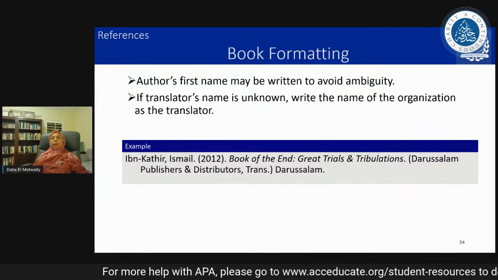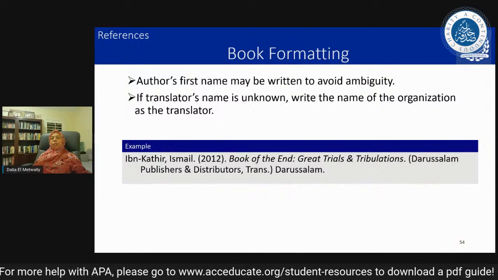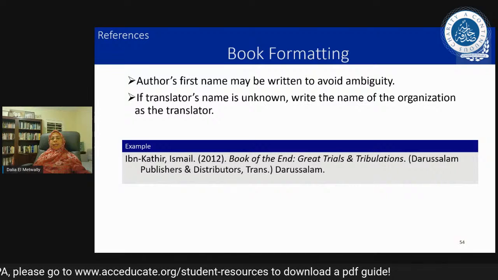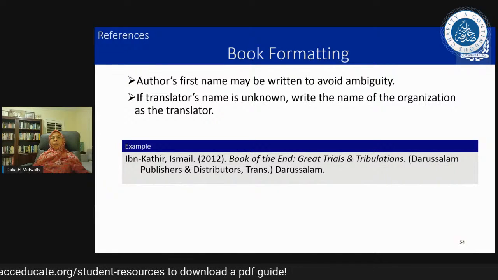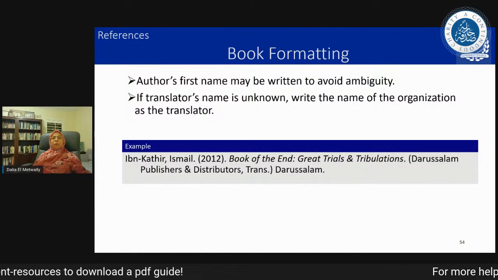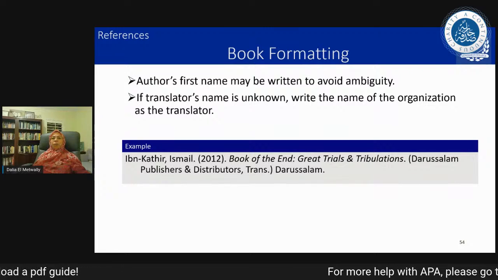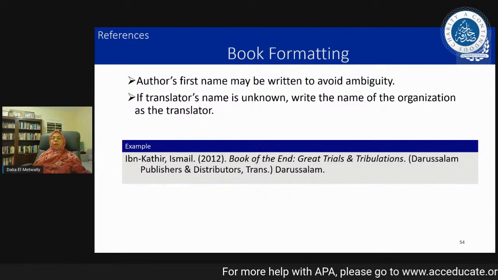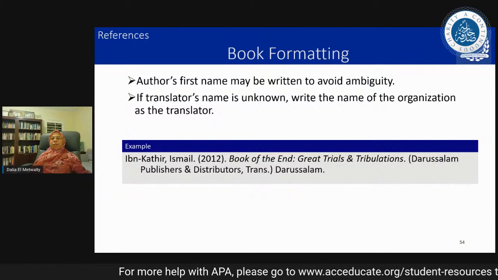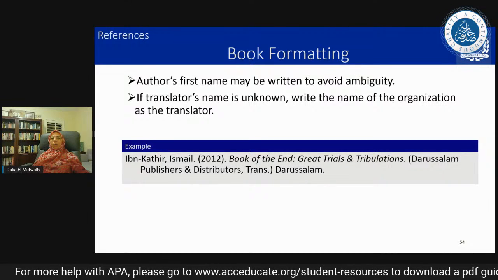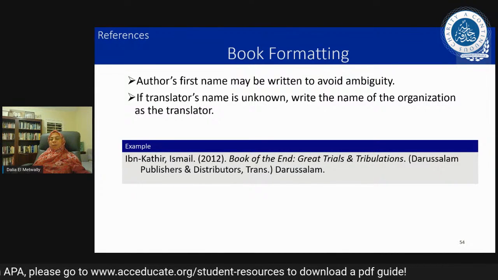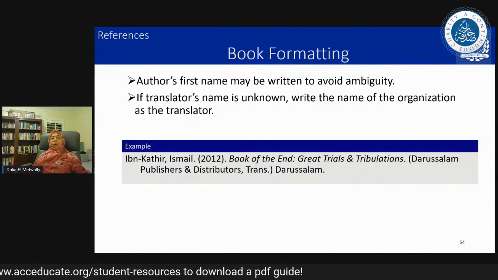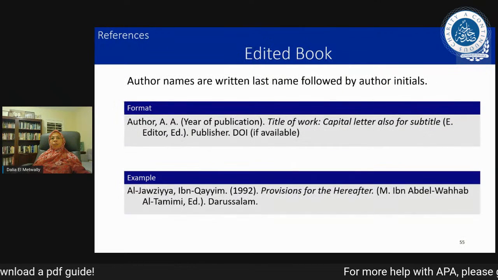Book formatting. Author's first name may be written to avoid ambiguity, just exactly as we have done in the in-text citations. If the translator's name is unknown, write the name of the organization that translated. Sometimes we just have to say, it's Dar es Salaam. We have no idea who translated it. It's just people who are doing the work for Allah's sake and they don't want their name published because they need more thawab. So in this case, we're just saying Dar es Salaam publishers and distributors.